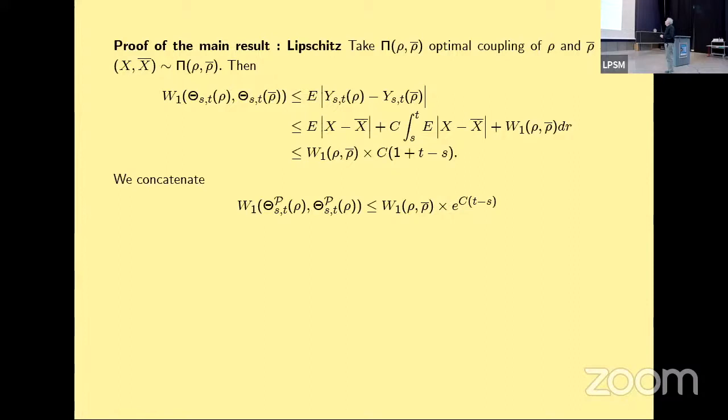And then you observe that because you have optimal coupling, the L1 distance is exactly the same as the Wasserstein distance. And you obtain W1 of rho minus rho bar, and you have here 1 plus T minus S. And then you concatenate these things and you obtain the same type of inequality. This one is here, and the C(T minus S) is here. So this is well done. Okay, and so you get the Lipschitz property. This is the kind of argument one uses, coupling and getting to trajectories, and this is rather classical.